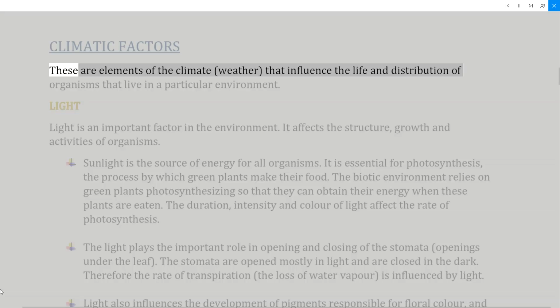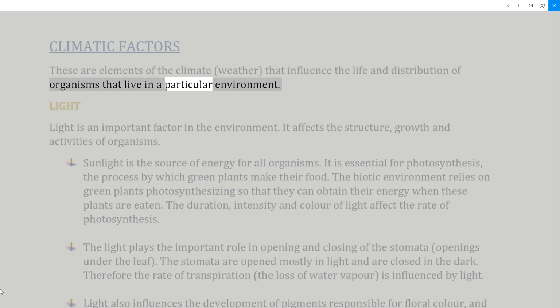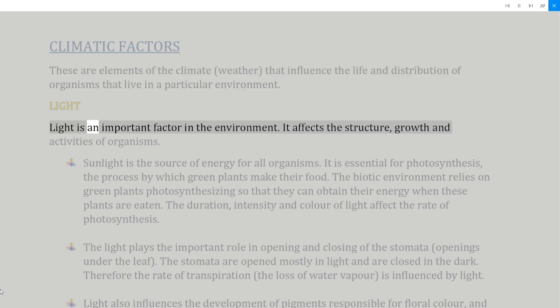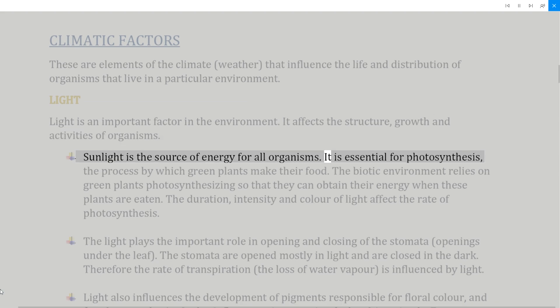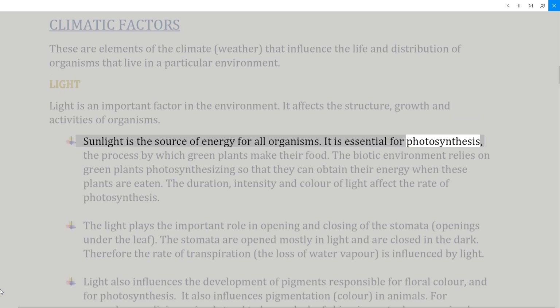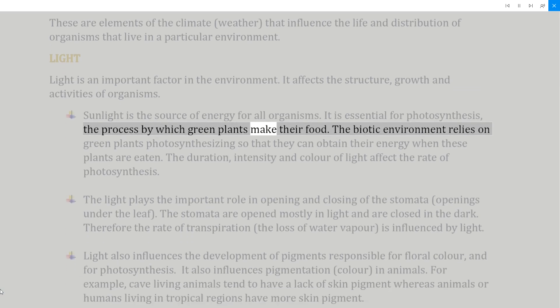Climatic factors. These are elements of the climate, weather, that influence the life and distribution of organisms that live in a particular environment. Light is an important factor in the environment. It affects the structure, growth, and activities of organisms. Sunlight is the source of energy for all organisms. It is essential for photosynthesis, the process by which green plants make their food.